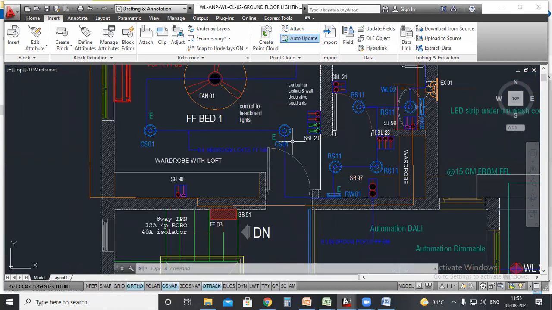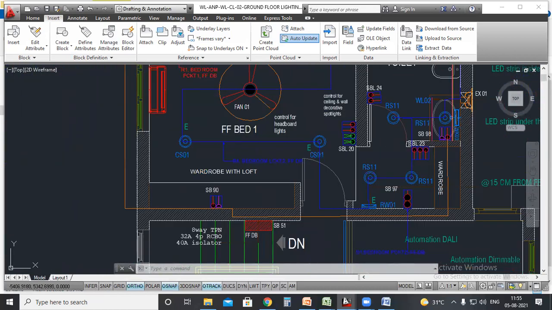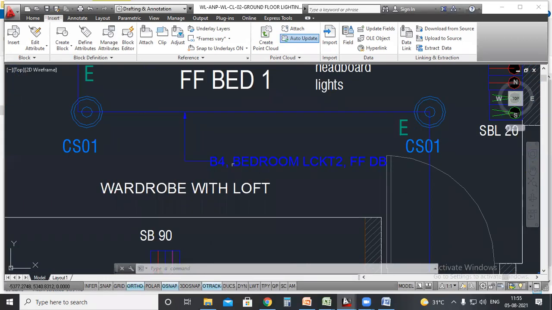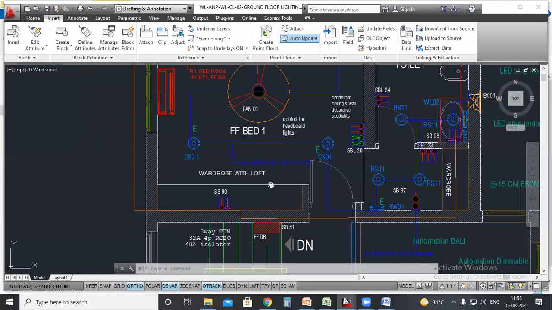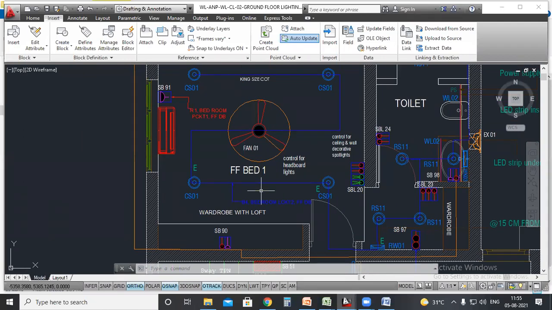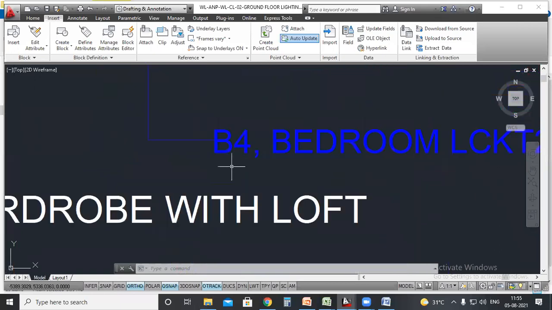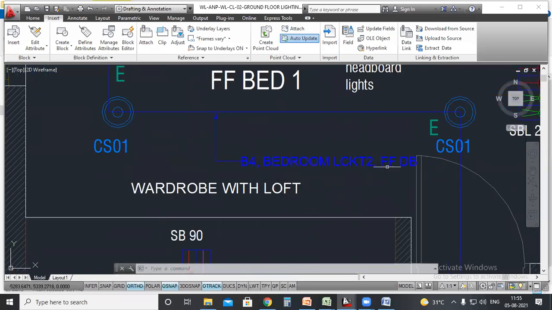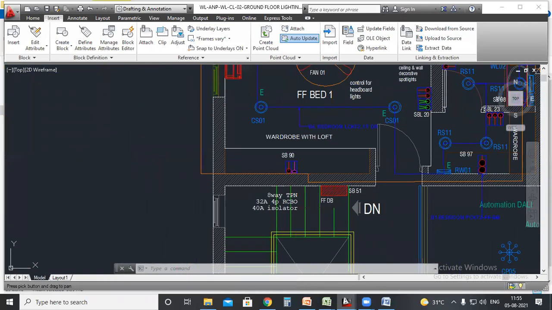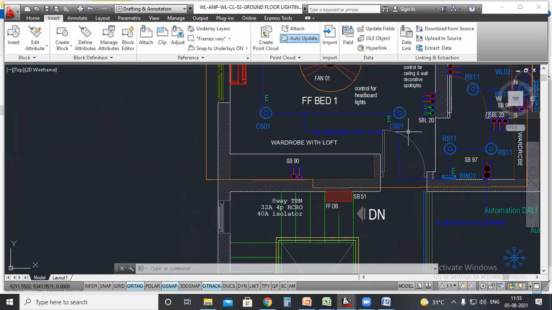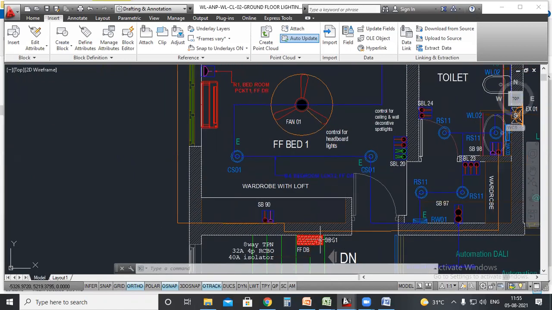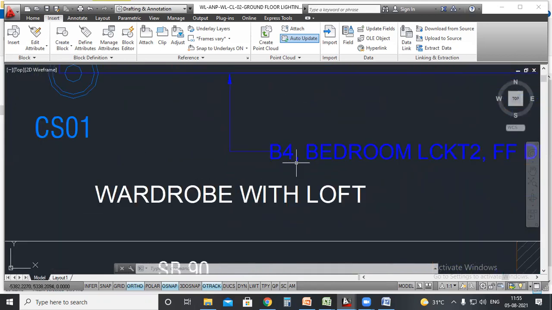Okay, this is actually the phase wiring. That is why it is mentioned from the final phase wiring. We will be mentioning like this. Okay, all these circuits. Since it is B phase, we have given the blue color, and we will be mentioning B for bedroom LCKT2 first floor DB. So from this distribution board, this particular circuit is coming from B phase fourth circuit.